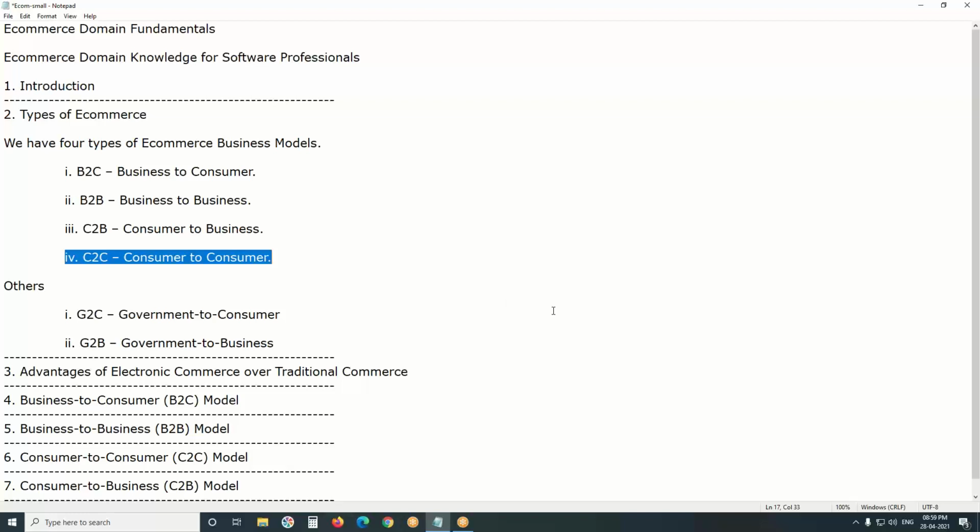A C2C business model, also called an online marketplace, connects consumers to exchange goods and services and typically makes its money by charging transaction or listing fees. Example, Quikr, OLX, etc. Online classified portals. Next, other areas also there, but the above four areas are important.